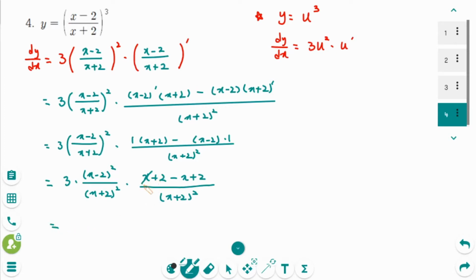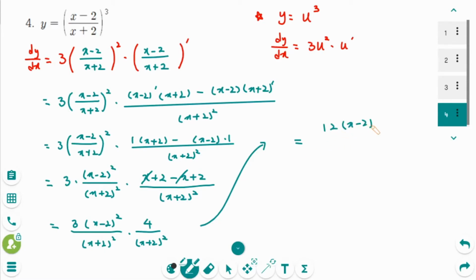So plus x minus x cancelled. Then 3 times (x minus 2) squared over (x plus 2) squared times 4 over (x plus 2) squared. So the final answer is 12(x minus 2) squared over (x plus 2) to the power of 4.